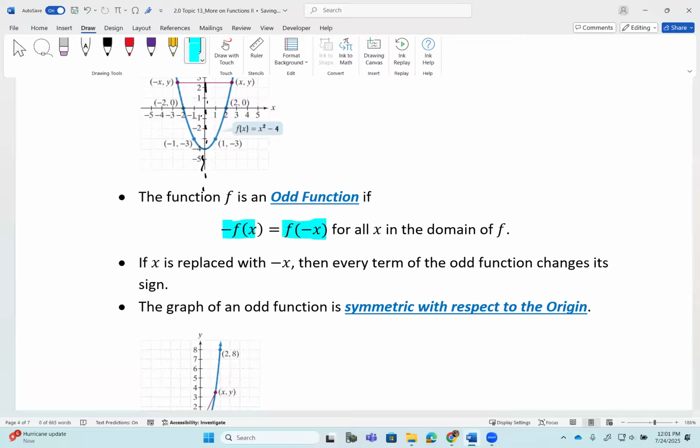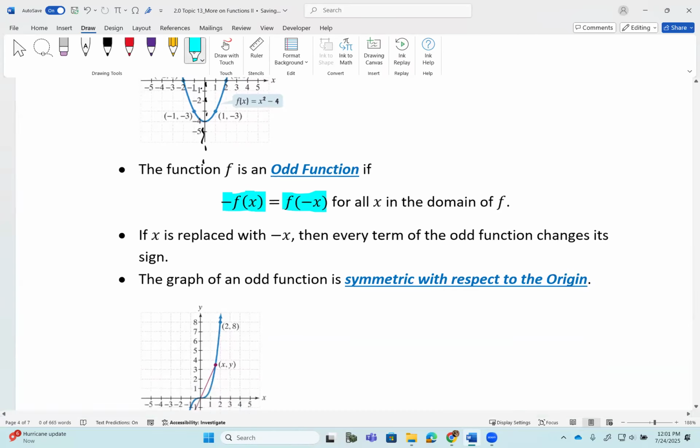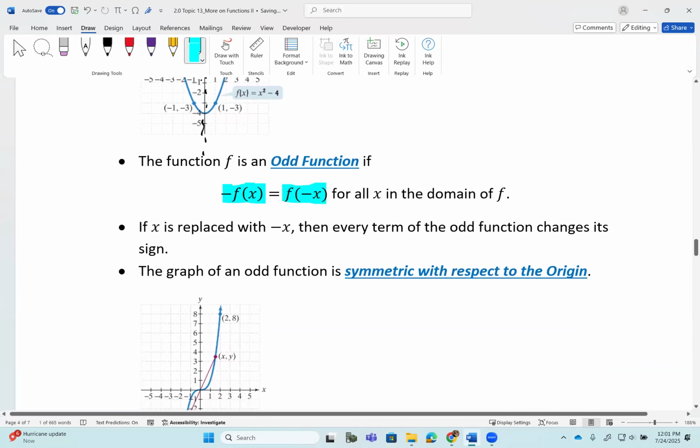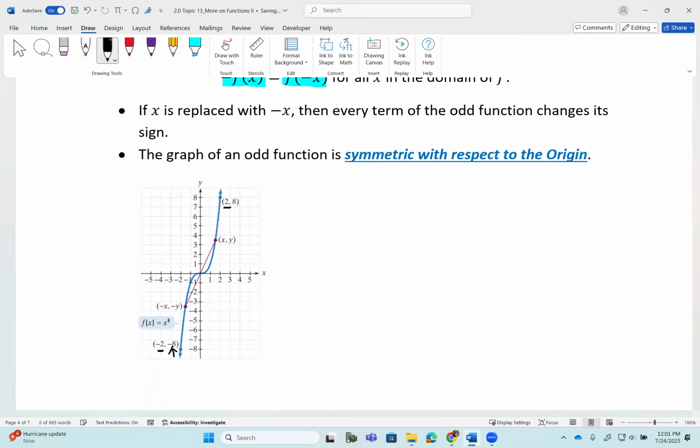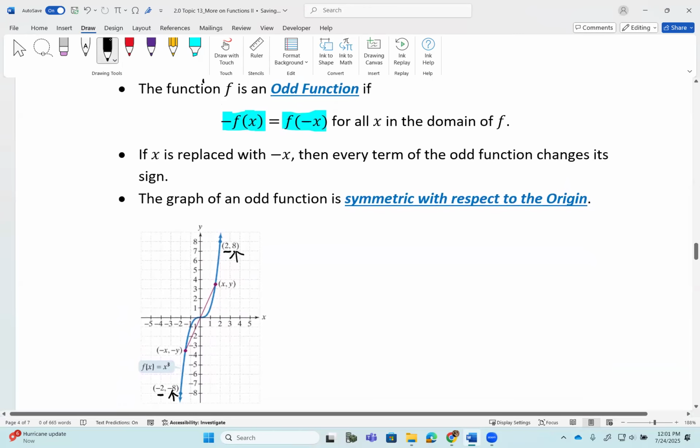If this y value is negative and this y value is positive, then that means your function is an odd function. An odd function is symmetric with respect to the origin. For my example here, this is a cubic function, a perfect example of an odd function. I input -2 and an input +2, then the two y values have exactly the opposite sign. Okay, then my function is an odd function.